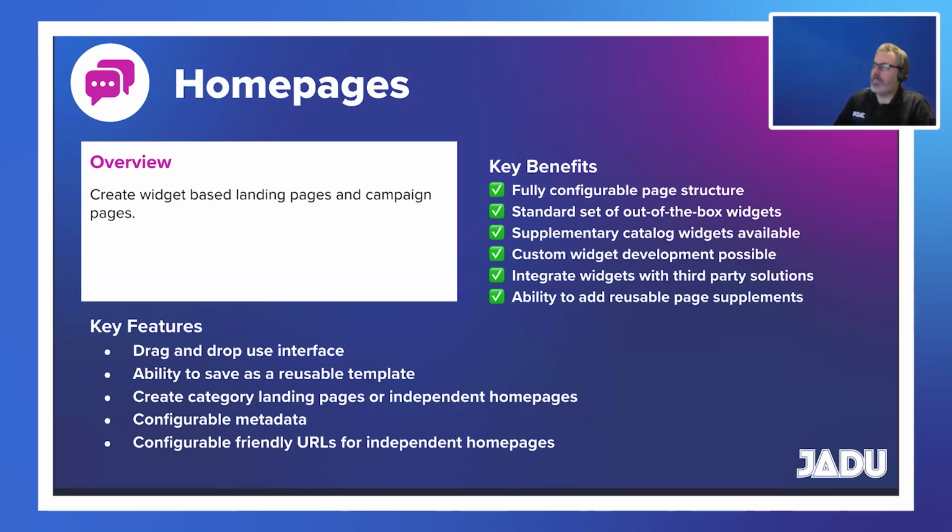And they also have the ability, a bit like document pages in the content management system, for using reusable page supplements. So where you want to present information like contact details and things like that, you can literally just create a reusable supplement and present that everywhere. Home pages is essentially a drag and drop user interface. You can save any widget layout as a reusable template that you can use again and again. They tend to be mainly used for building what we call category landing pages and the main site homepage.